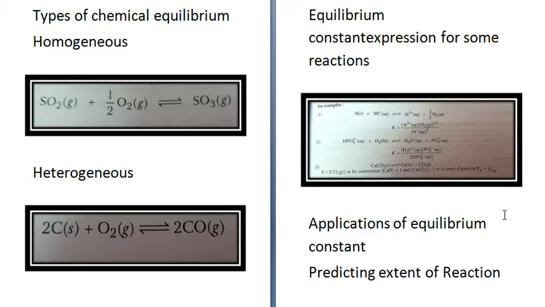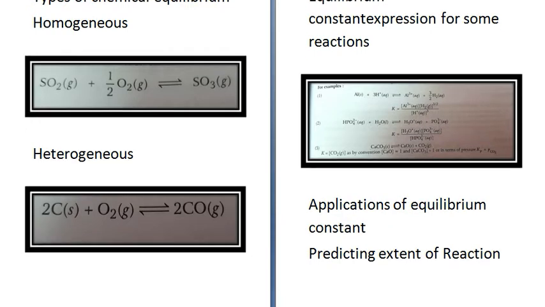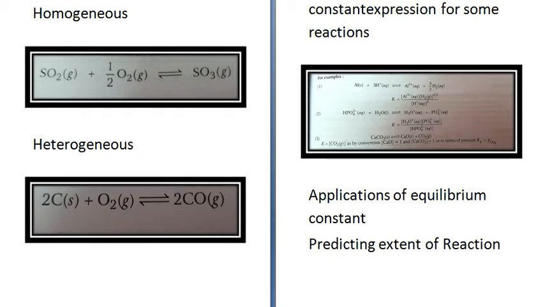Now we come to the next topic, that is application of equilibrium constant. It is used for a number of things. The first is predicting the extent of reaction. The value of equilibrium constant and the extent to which the reaction will proceed when equilibrium occurs are related. If K is very large, that is greater than 1000, then the reaction will proceed far towards completion.